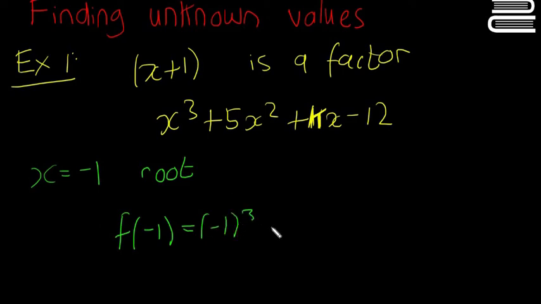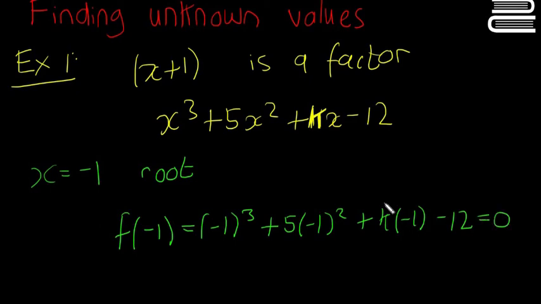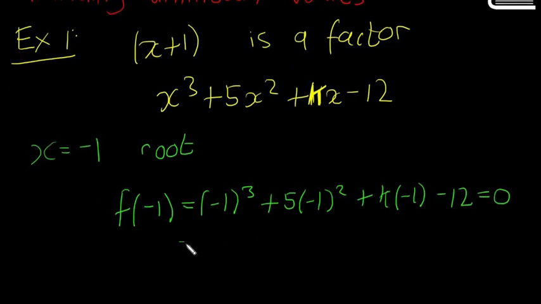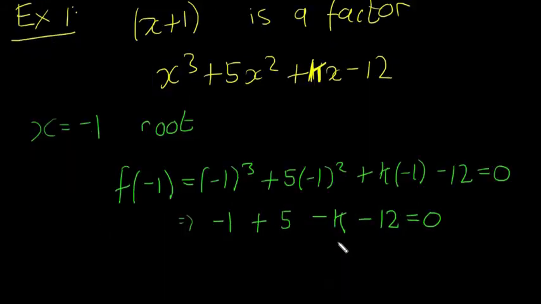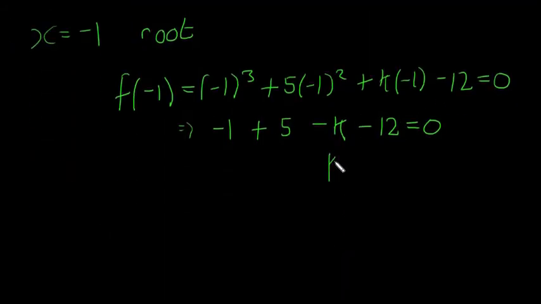So minus 1 cubed plus 5 by minus 1 squared plus k by minus 1 minus 12 is all equal to 0. Work that out. We're going to have minus 1, because minus 1 cubed is minus 1, plus 5, because minus 1 squared is just plus 1, times 5, and minus k and minus 12 is equal to 0. Then just a little bit of algebra to rearrange it, and we will get that k is equal to minus 8 as our answer.